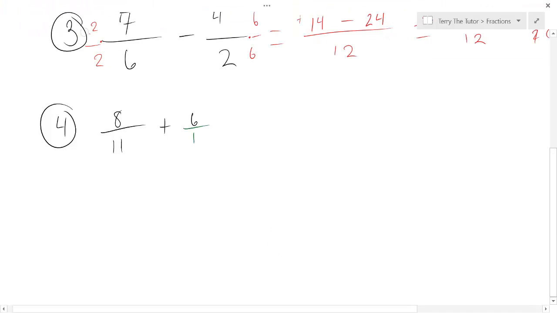Let's multiply our denominators to get a common denominator. 11 times 1 is? My denominator is 11. Good. How about, what do I multiply 11 by to get 11? Well, that's just 1. So I'm going to multiply by 1 over 1, which does nothing. So I've just got my 8 there, plus. Now, what do I multiply 1 by to get 11? Well, that's 11. So I've got 11 over 11.